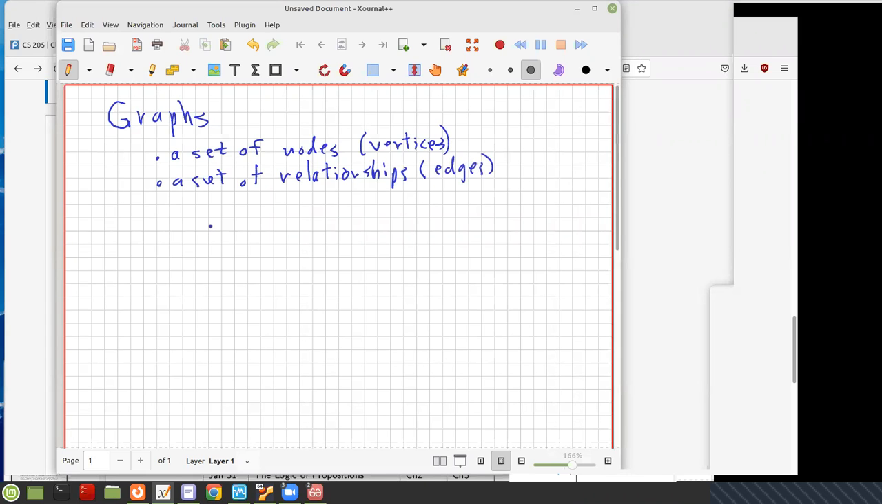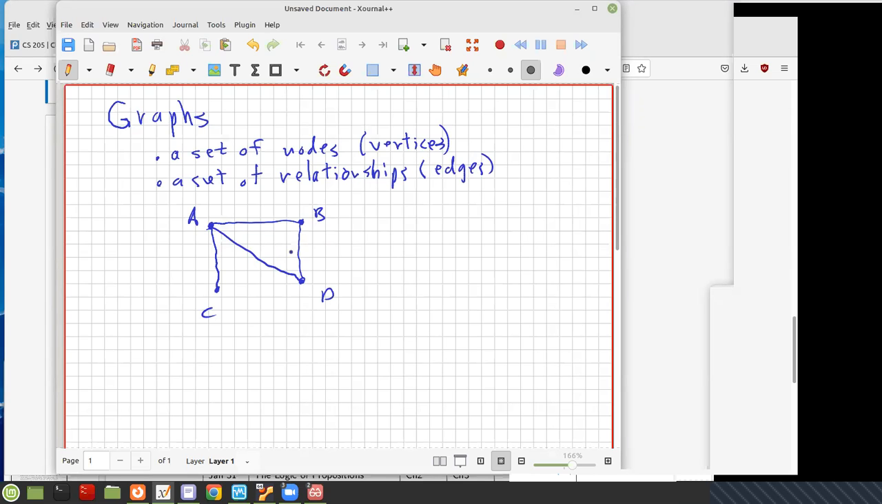So here's a picture of a graph. It's got four nodes, A, B, C, and D. And the edges connect the nodes. So here's a graph. Well, or it's a picture of a graph. It's a diagram of a graph.